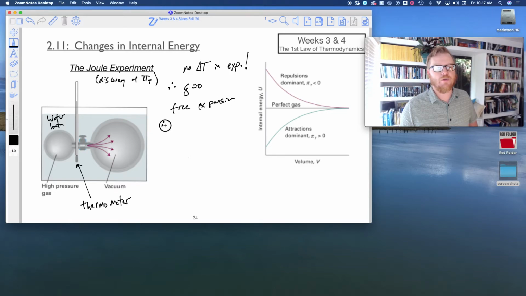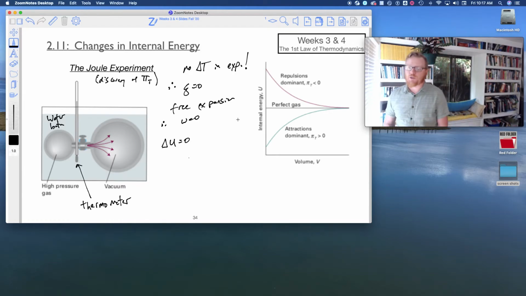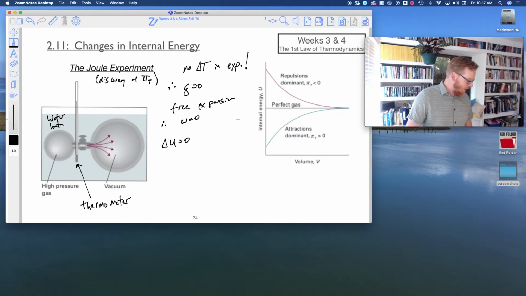Okay? So therefore, work has to be equal to 0 as well. So if work is equal to 0 and heat is equal to 0, we remember the first law of thermodynamics that says delta U is work plus heat. So he also concluded delta U must be 0 in this experiment.